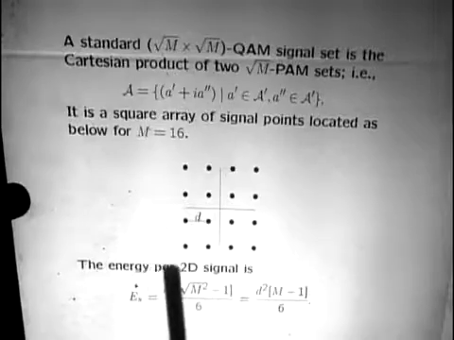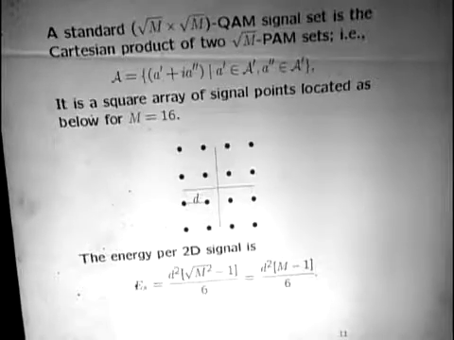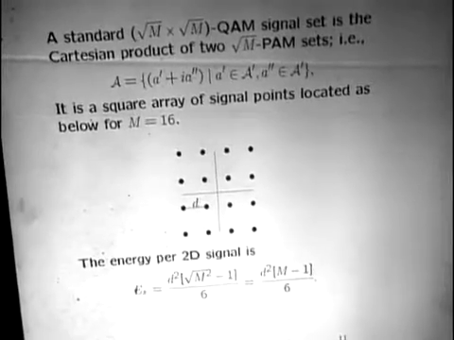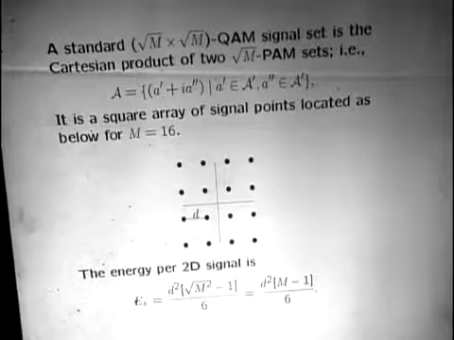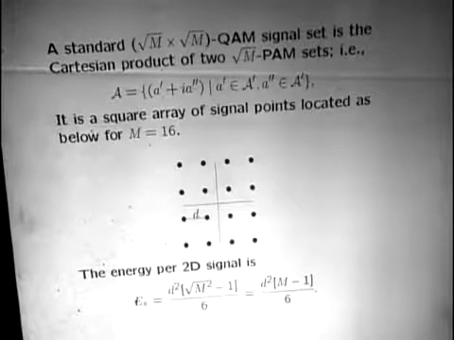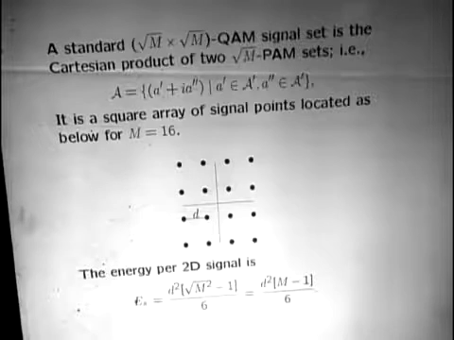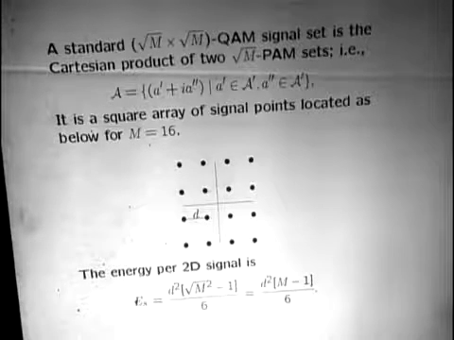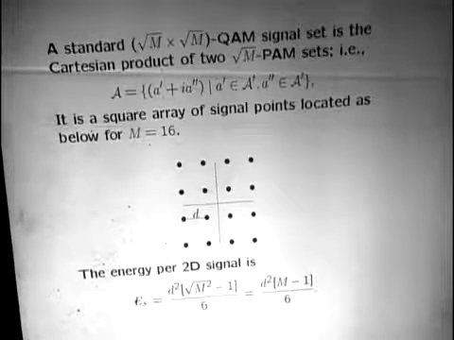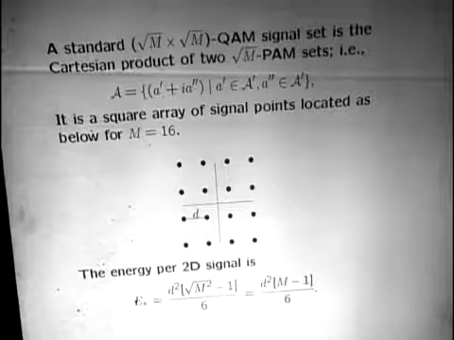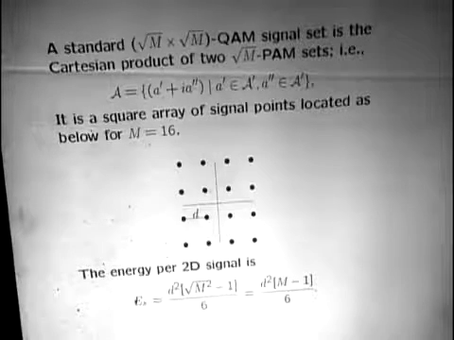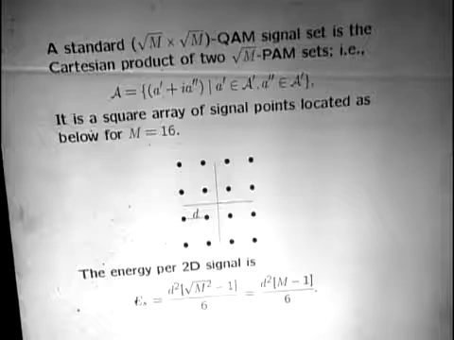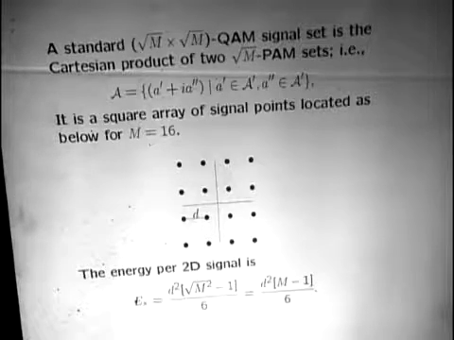If you look at this, you see that the real part is a standard PAM set. The imaginary part is a standard PAM set, which says you can deal with the real part and the imaginary part separately. You take half the bits coming in, and you choose your real part signal. You take the other half of the bits coming in, you form your imaginary part signal, and bingo, you're all done.